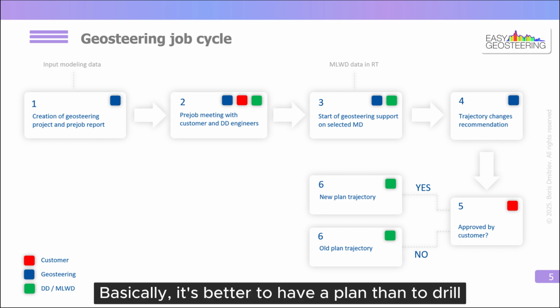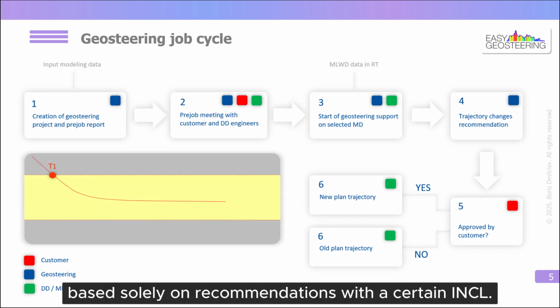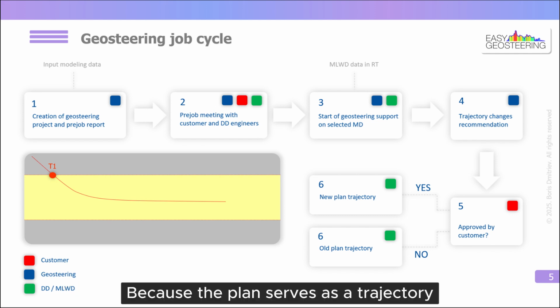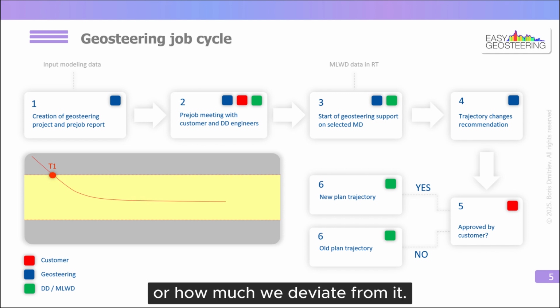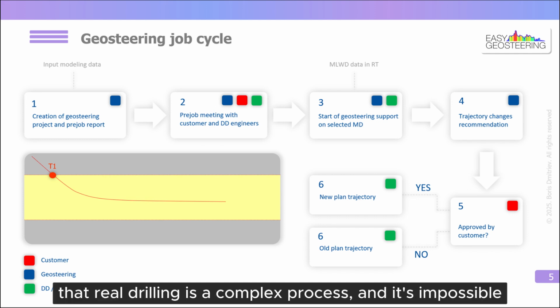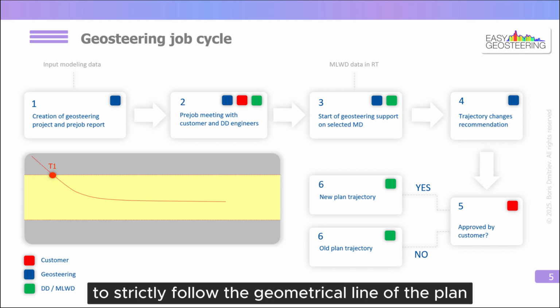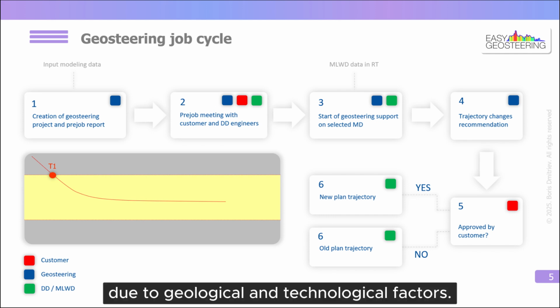Basically, it's better to have a plan than to drill based solely on recommendations with a certain inclination, because the plan serves as a trajectory reference and visualization, allowing us to monitor how close we are to this reference or how much we deviate from it. And also it's important to understand that real drilling is a complex process, and it's impossible to strictly follow the geometrical line of the plan due to geological and technological factors.